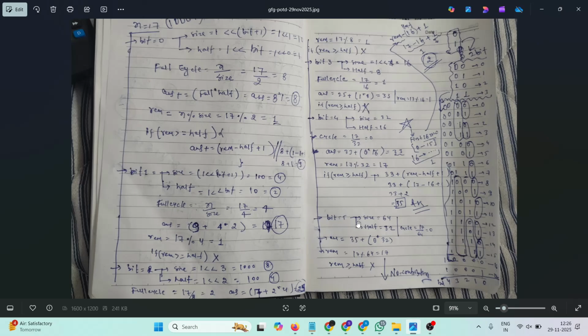Now if we go to bit 5, that means size 64, so they are always going to give you 0 cycles, so 0 into half is going to be 0.